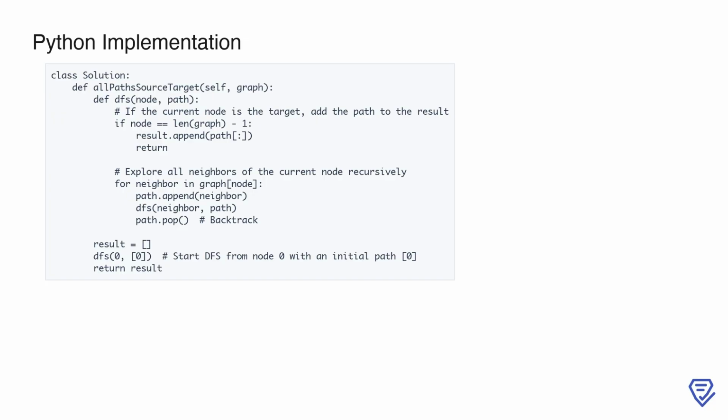After all recursive calls complete, the result list contains all paths from the source to the target node, which is returned as the output. This approach ensures that every valid path is explored exactly once. The algorithm leverages the properties of a DAG to avoid cycles and guarantees termination. With its simplicity and clarity, this implementation is both robust and efficient for the constraints of the problem.